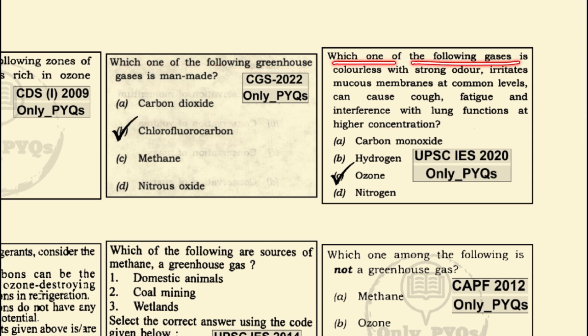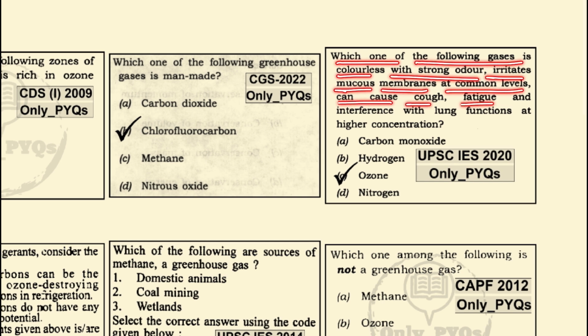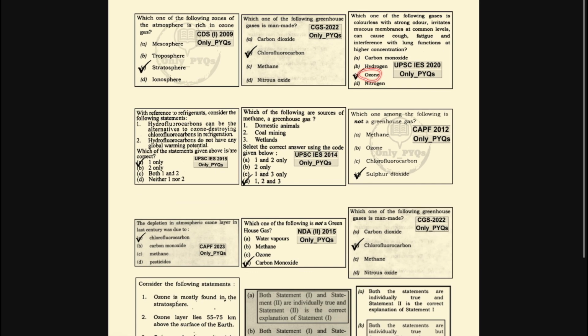Which one of the following gases is colorless, with strong odor, irritates mucous membranes at the common level, can cause cough, fatigue, and the interference with the lung function at the high concentration? It is the ozone.